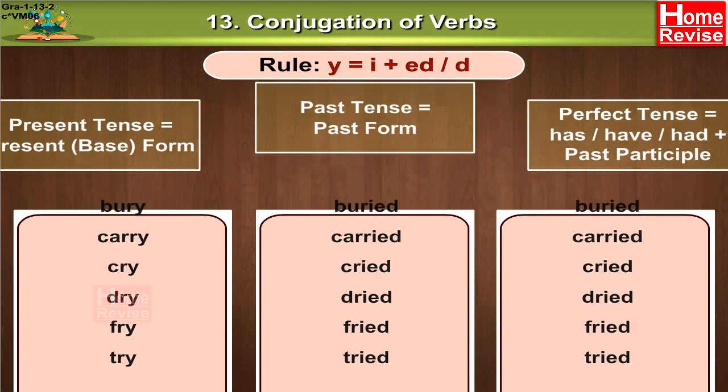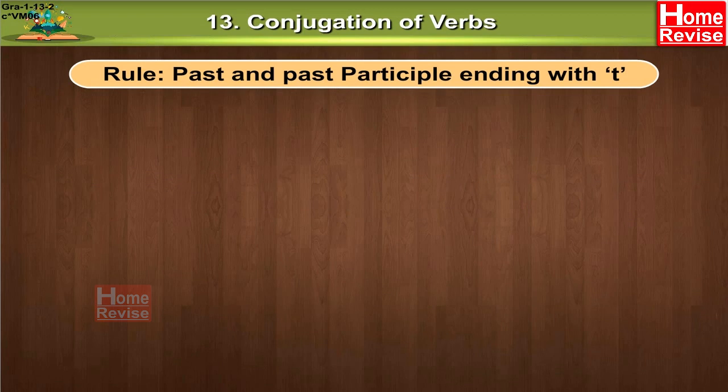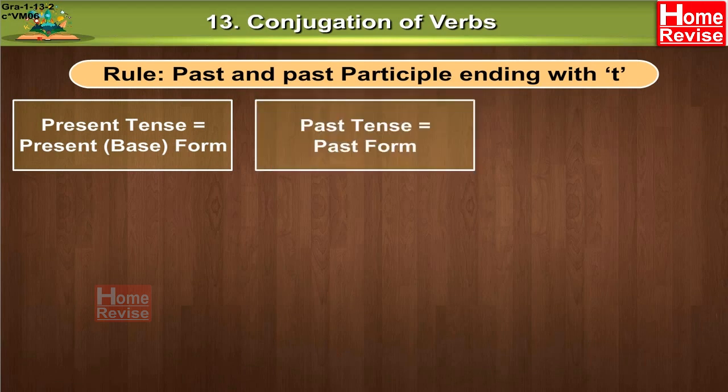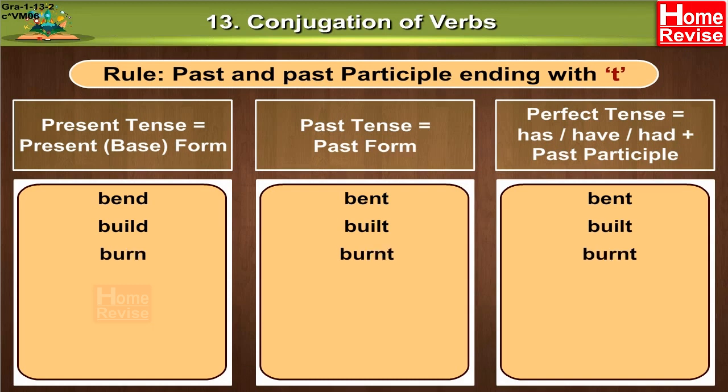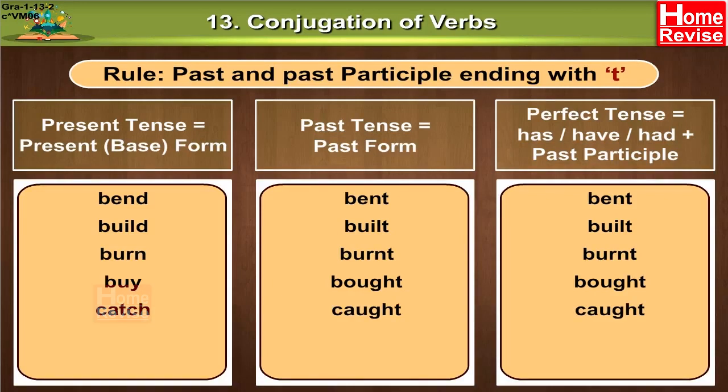Rule: past and past participle ending with t. Present base form, past, past participle. Bend, bent, bent. Build, built, built. Burn, burnt, burnt. Buy, bought, bought. Catch, caught, caught. Creep, crept, crept. Fight, fought, fought.